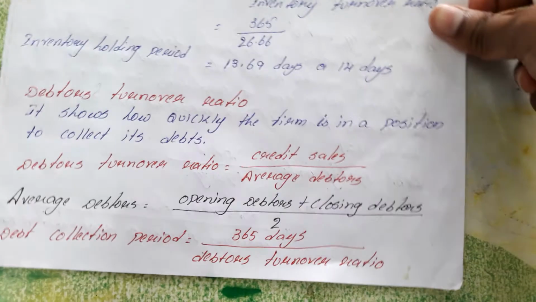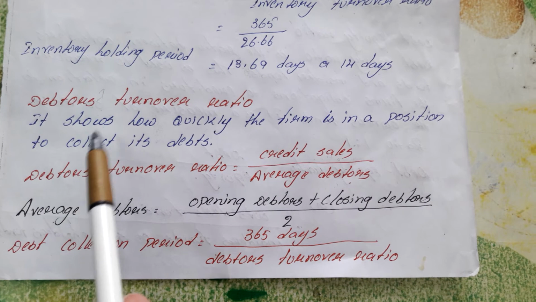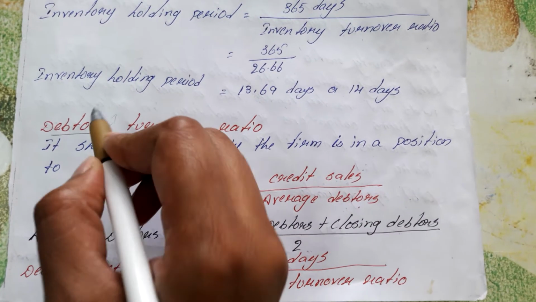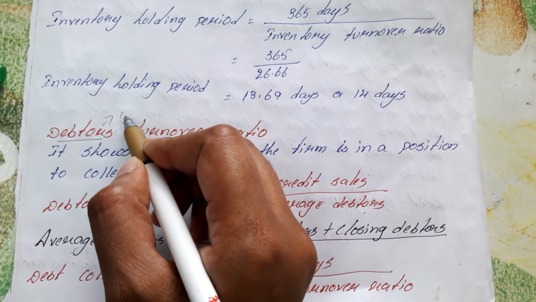Next we'll discuss debtor turnover ratio. Debtors are the persons to whom we have made credit sales.